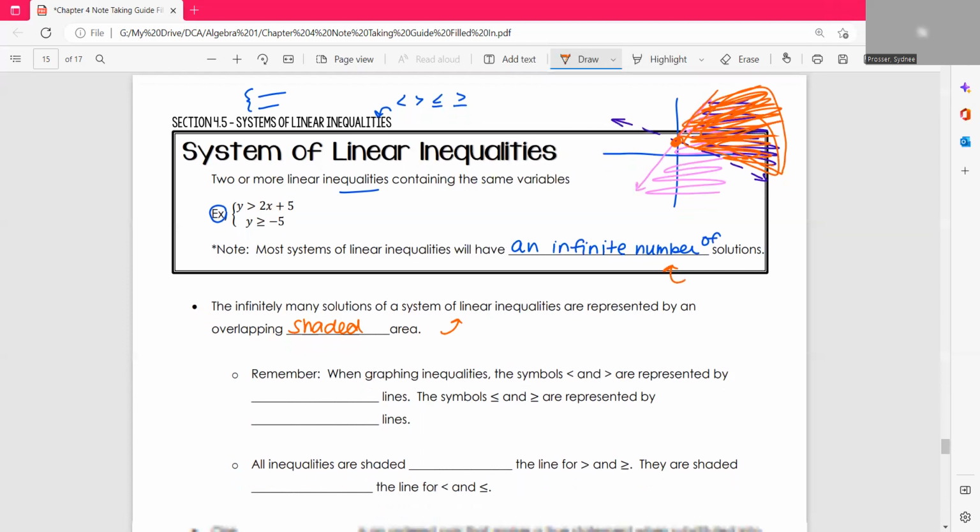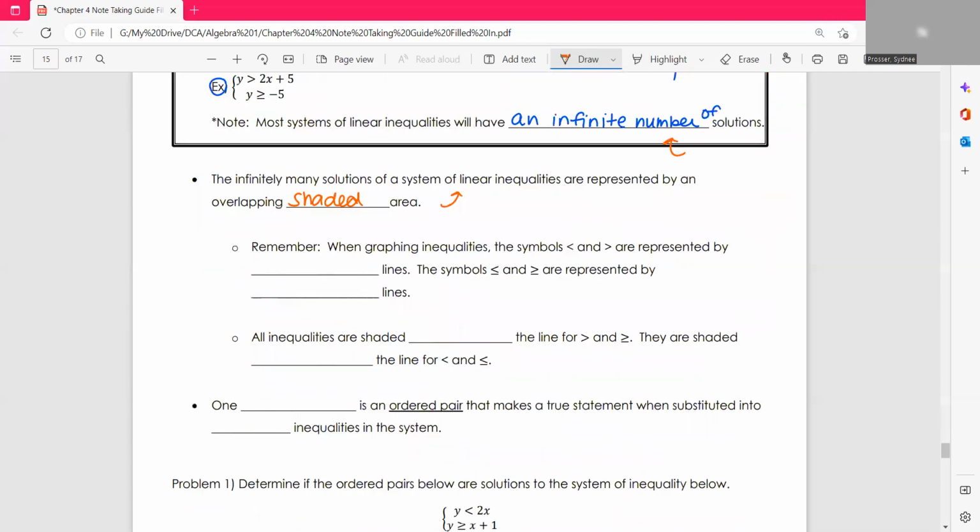And here's a little refresher. Remember, when graphing inequalities, the symbols less than and greater than are represented by dashed lines, and the symbols less than or equal to and greater than or equal to are represented by solid lines. So we really have to remember that when we graph.